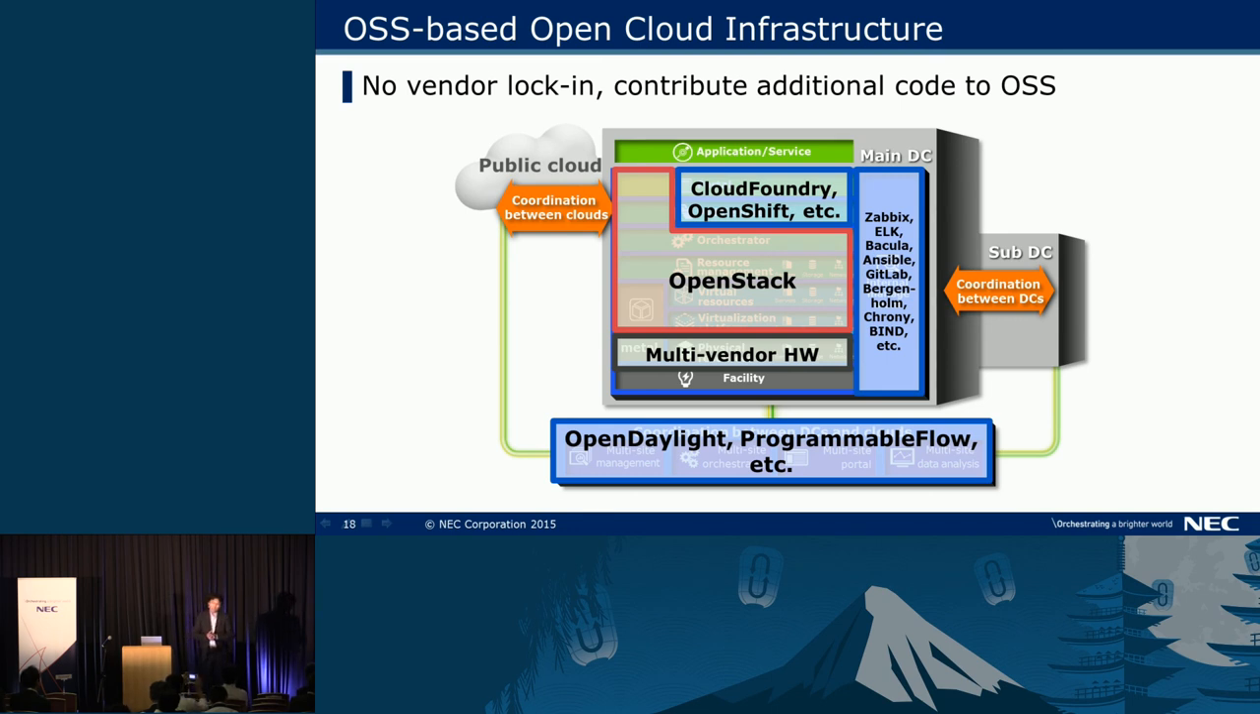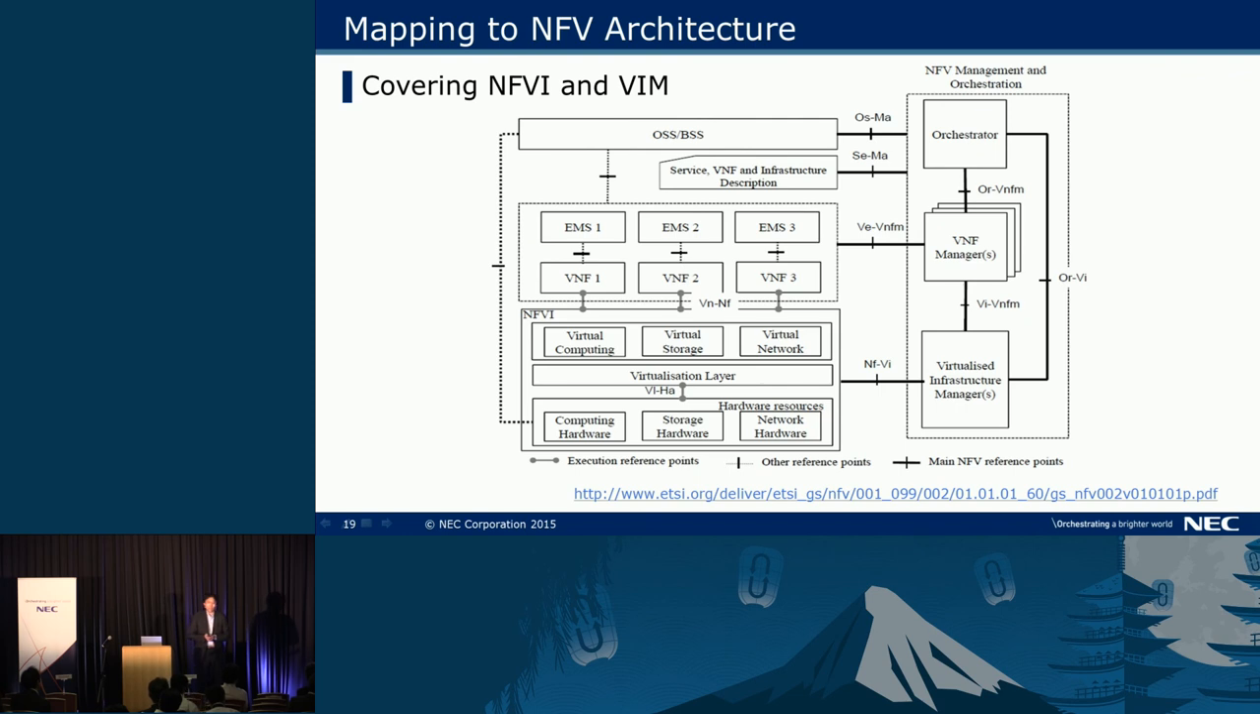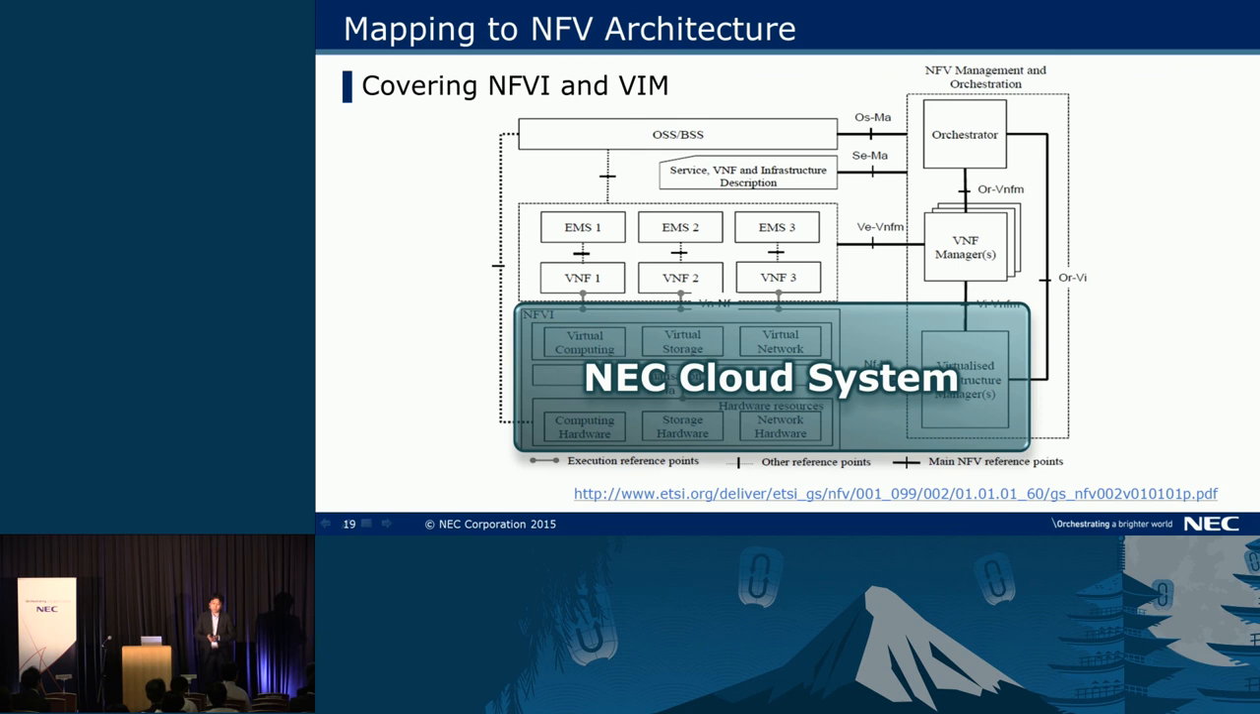And NEC is one of the SDN providers. Right now, we are contributing an SDN solution to OpenDaylight, and we have a lot of use cases with our product, which is named ProgrammableFlow. Next slide is a map to the NFV architecture. As you know, we provide NFV infrastructure with NEC Cloud System. NEC Cloud System covers the VIM and the NFVI area.